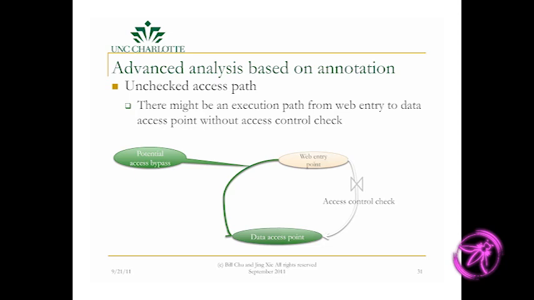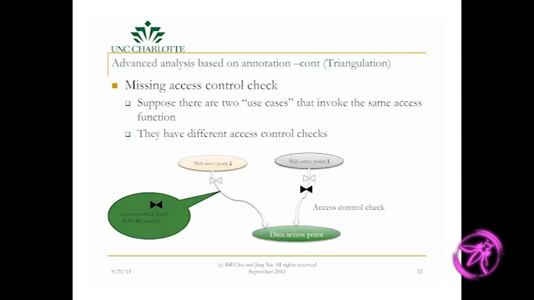If we find that there's another path on which there is no annotation at all, then we know for sure there's a broken access control, right? Because you told me this is where your access control point is, but I found another path on which you could get to the data. Certainly these analyses are not complete, but they are sufficient. What we find is probably bugs, but we cannot find everything, obviously. Okay? This is another interesting case. I'll give you an example later on.